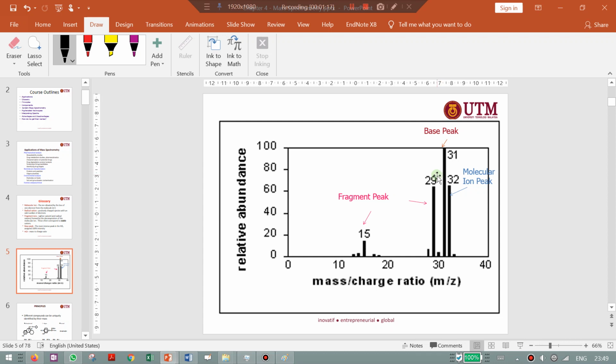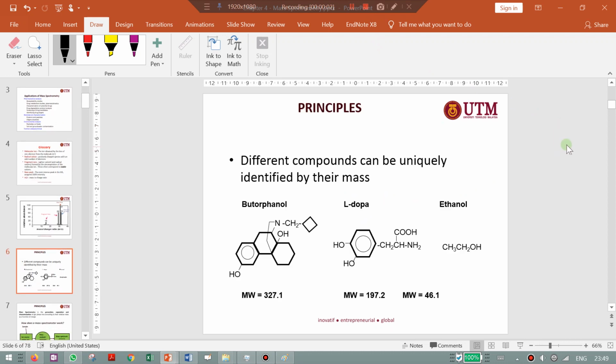Okay, then we have the fragment lah. The base peak also is a fragment actually. Okay, right, I'm not really sure what the compound is for this example. I'm not really sure about that. Right, let's go to the next slide.